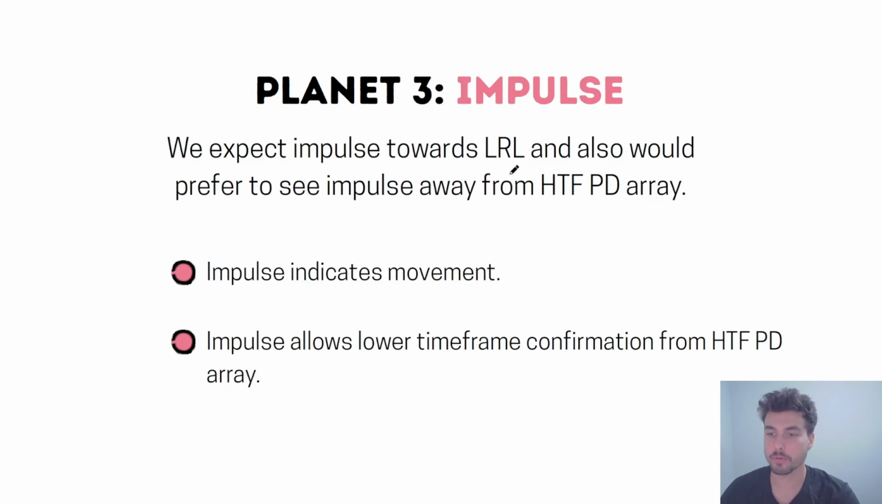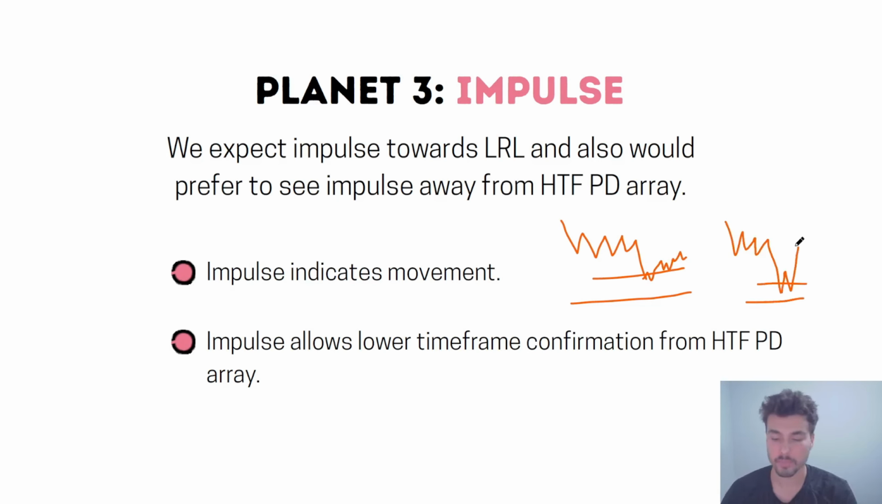Well, say for example, price does this. Price does this, taps into a 15-minute FVG. I do not want price to just muck around like this. I want price to tap into that fair value gap and reject sharply from that point. It's a sharp reaction with big green or red candles, depending if you're going for a long or short, and you're looking for these things to happen away from a higher time frame PD array. So we expect multiple points of impulse towards that low resistance, and we'd also prefer to see impulse away from a high time frame PD array.